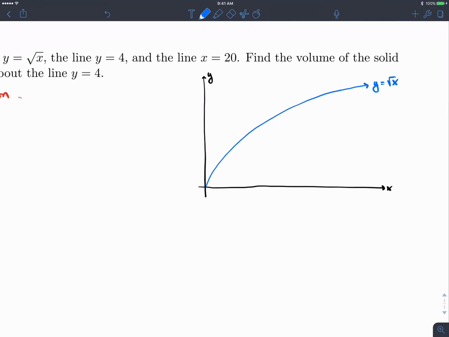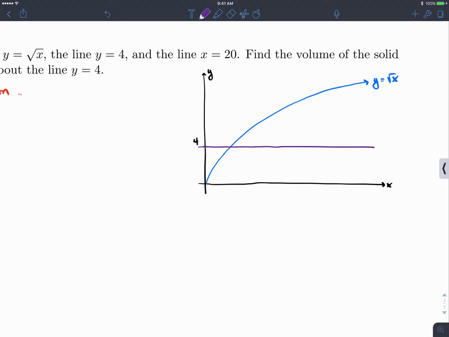We're also told it's bound by the line y equals 4. So that means we're going to need to move up the y-axis to 4. And let's draw a little horizontal line here that sort of defines that space. So this would be the line y equals 4.